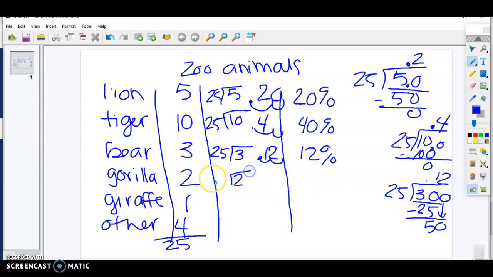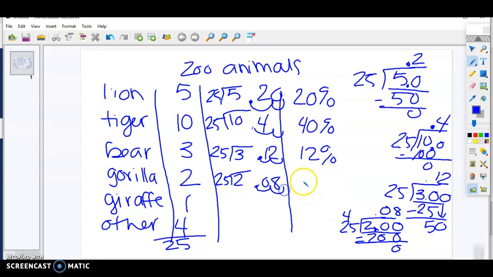My next one, 2 divided by 25. I'm running out of space, but you have paper. And remember, these are my answers, so I better not see any copying. You have your own data. You're doing your own results here, guys. 25 cannot go into 2, so I'm going to put a 0 there as my placeholder. 25 can go into 200 8 times. 8 times 5 is 40. 8 times 2 is 16 plus 4 is 20. So 0.08, move the decimal, 8%.